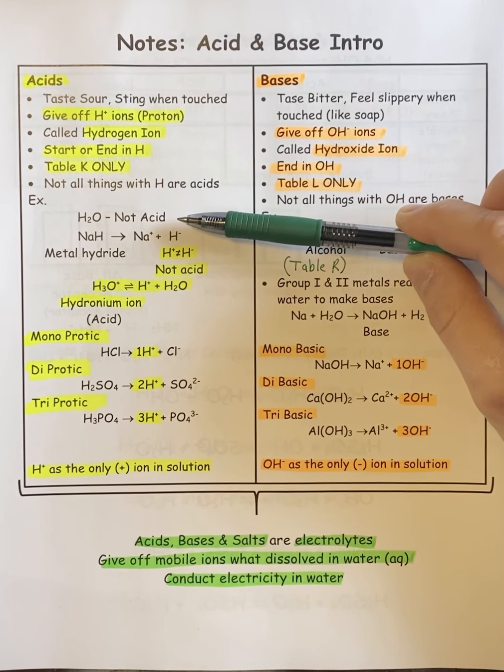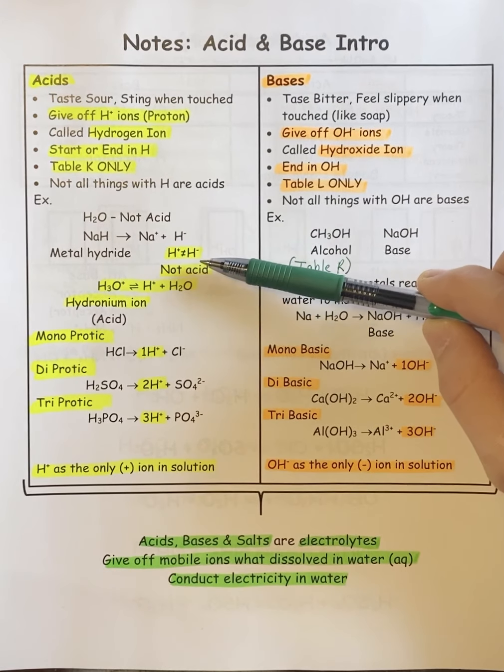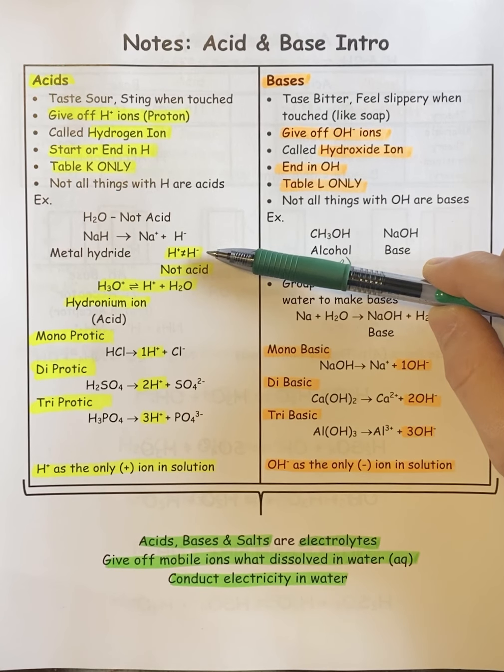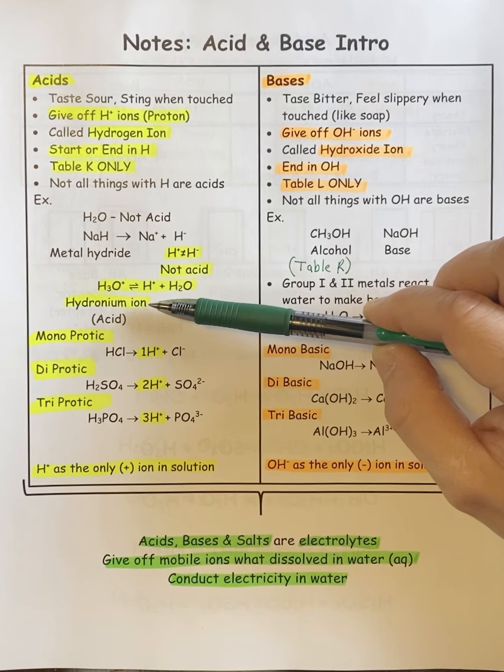So for example, H2O is not an acid. NaH, it gives off a hydrogen ion. That is true. It gives off an H minus though, and an H minus is not the same as an H plus. Also, another way of talking about an acid is calling it a hydronium ion.